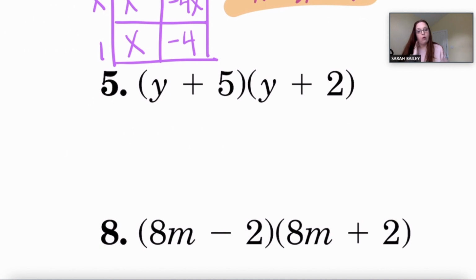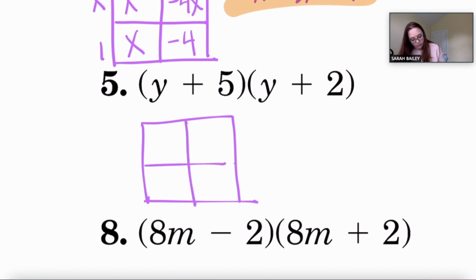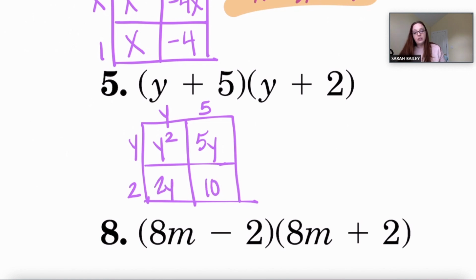We'll do one more together. So number 5, I've got y plus 5 times y plus 2. Okay, so y plus 5, y plus 2. y times y is y squared. y times 5 is 5y. 2 times y is 2y. And 2 times 5 is 10. So that's y squared, 5y plus 2y is 7y, and then plus 10.